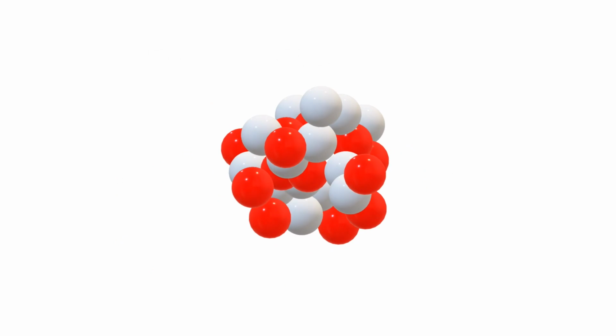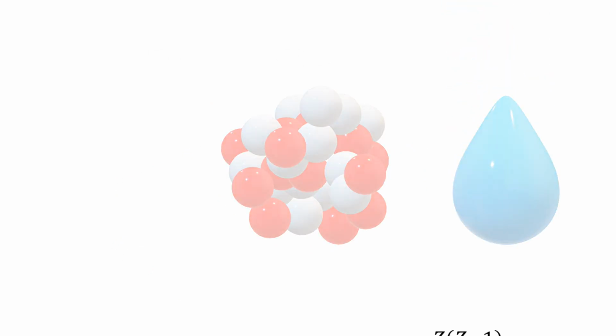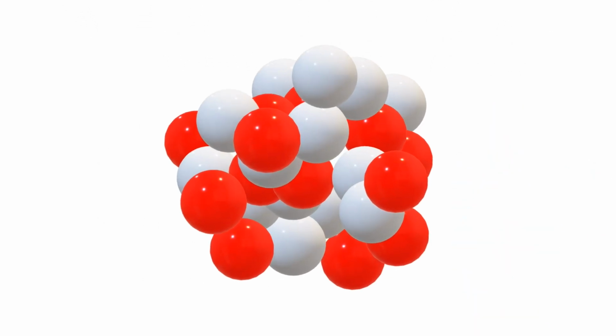A useful model in explaining E sub B is the liquid drop model. The nucleus is seen as a drop of liquid of nucleons, held together by the strong nuclear force. The formula based on this model to estimate binding energy contains 5 terms. The first term accounts for the strong attractions among nucleons due to nuclear force. It is proportional to the volume, or mass number A.